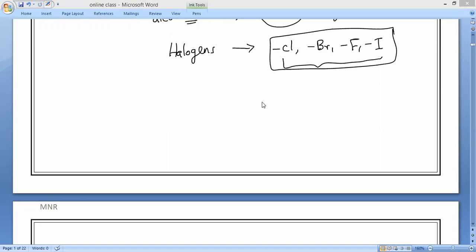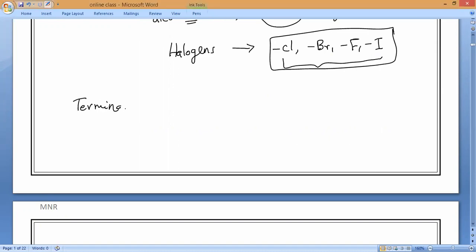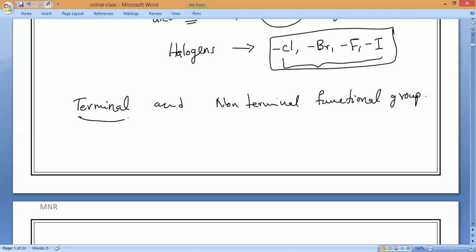One is terminal, another one is non-terminal functional groups. You will understand what is terminal and non-terminal when we are writing. And remember, a terminal functional group means it is present only at the end of the carbon chain. That is what it is.